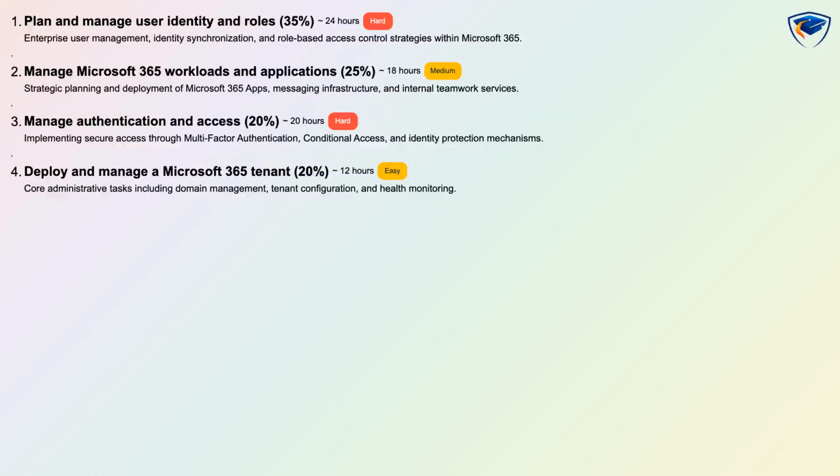The Microsoft 365 Identity and Services exam is divided into 4 domains, each carrying a different percentage of the total marks. The Plan and Manage User Identity and Roles domain carries 35%, Manage Microsoft 365 Workloads and Applications carries 25%, Manage Authentication and Access carries 20%, and Deploy and Manage a Microsoft 365 tenant carries 20%. We will explore each of these domains in detail.